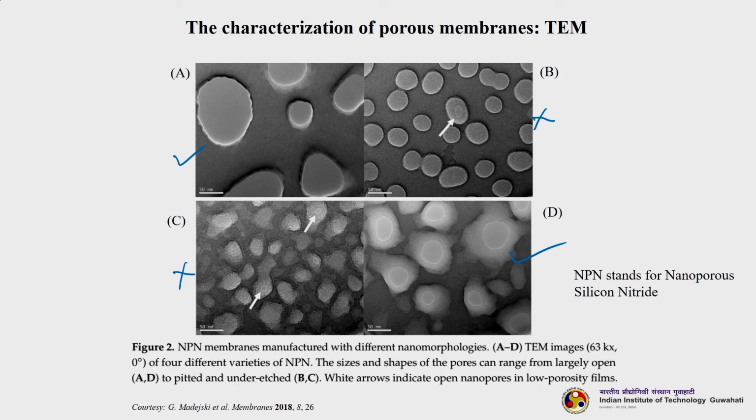You can see there are some white arrows. These are the white arrows that indicate open nanopores in low porosity films. You can see a very small open nanopore here, and here also, this one. So, they are indicative of the small open nanopores in low porosity films.